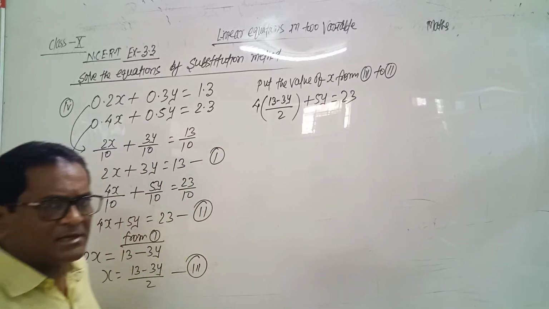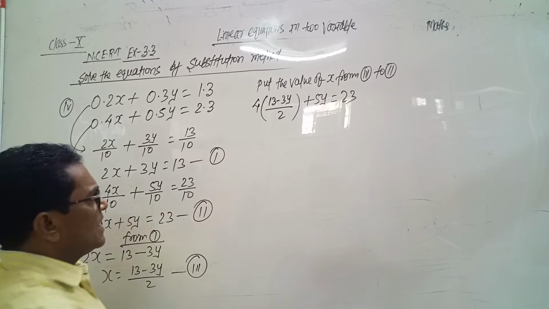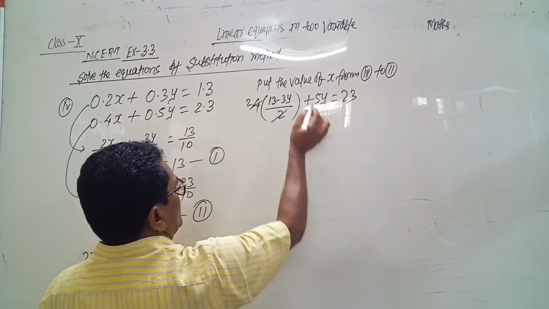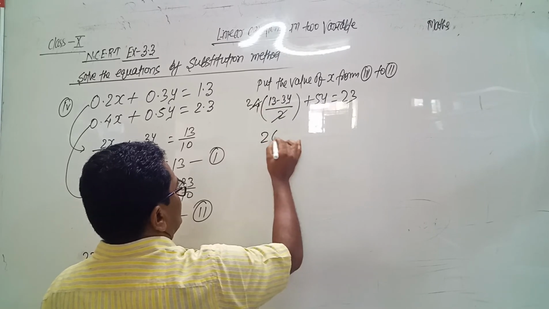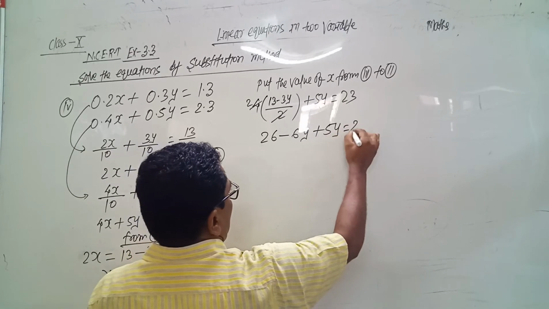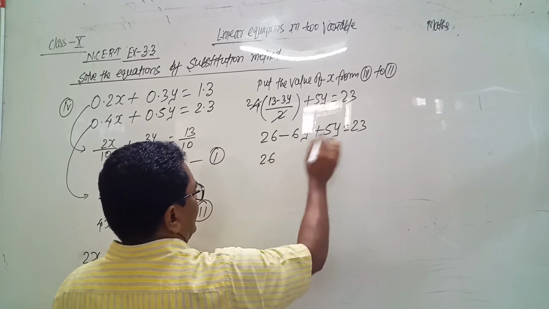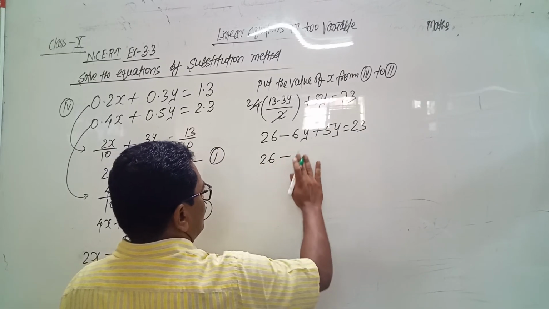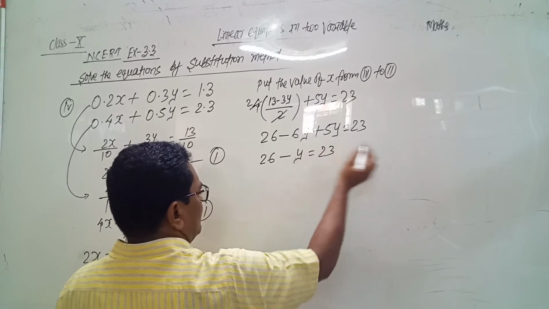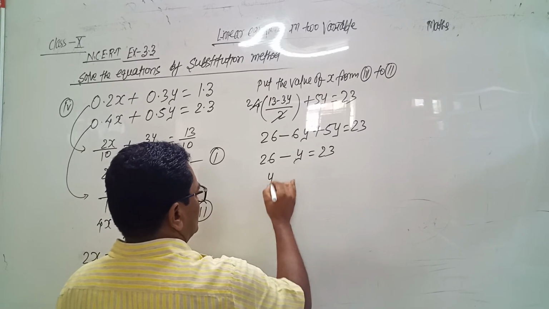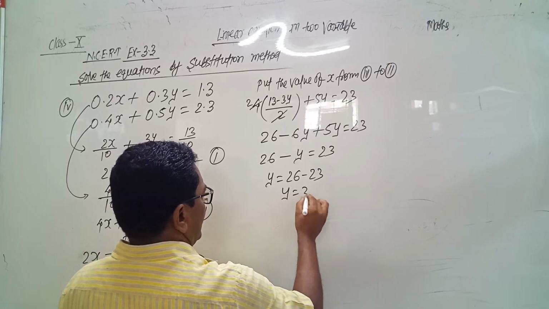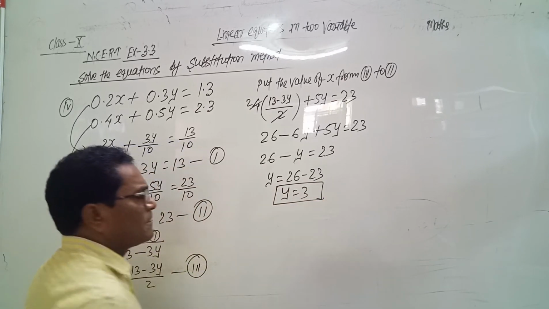Now we have to solve this equation to obtain the value of y. So 4 and 2 get cancelled, and remove the bracket. 13 into 2 is 26, minus 2 into 3 is 6y, plus 5y equals 23. 26 minus 6y plus 5y, this is minus y, equals 23, and y goes to the right side, becomes positive. So the value of y comes to be 26 minus 23, and we get y equals 3.